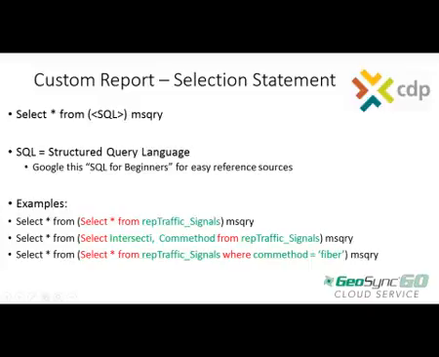I have a couple of examples here at the bottom, which we'll look at. These are the standard examples of how you would set up a custom report. And we'll run through this. The first is select star from REP traffic signals. This statement says I'm going to select all of the columns from my traffic signals workflow, and REP stands for report. So this is the built-in traffic signals report. I'm going to use the built-in GeoSync GO report, select everything from that and display it.